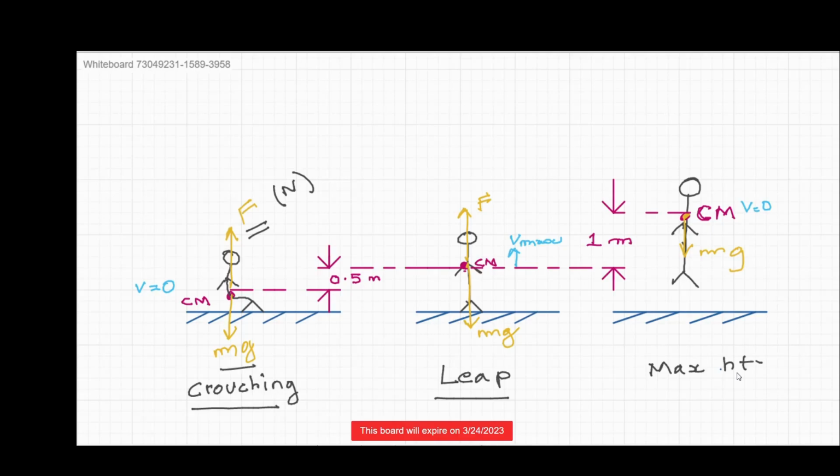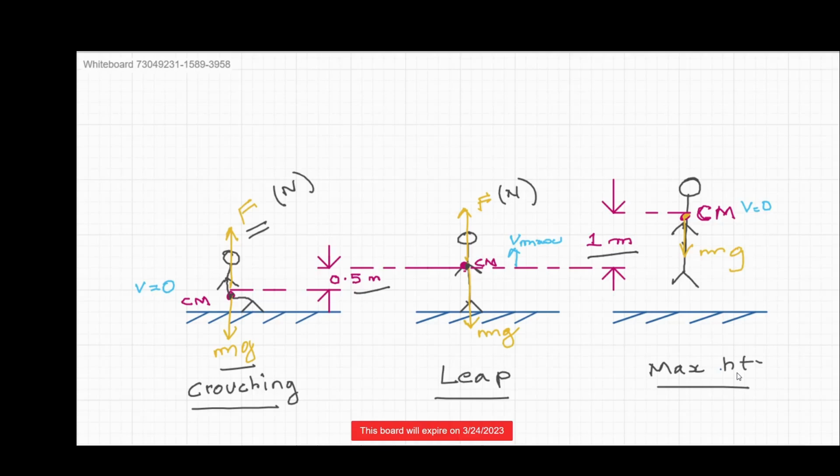Okay, so let's say initially the center of mass is at this position, and then while he is leaping, the center of mass will come slightly up, and the distance between them is 0.5 meters, right? And of course, this is your N. And finally, when he leaps, so this is the position of maximum height. So in the position of maximum height, you will see that the center of mass has risen by a distance of 1 meter as given in the question, and from the crouching position to leap position, it has risen by 0.5 meters. Okay, so this is the question as it stands.